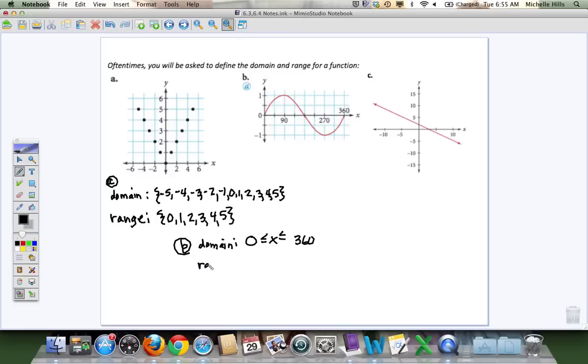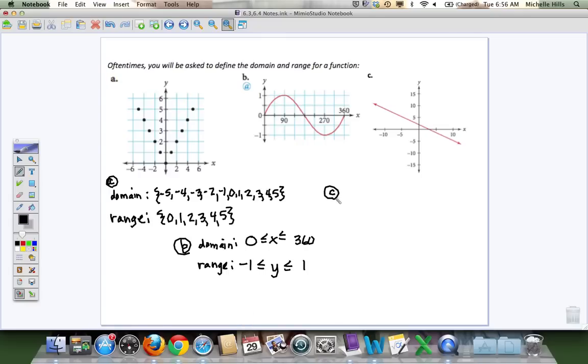My range is all of my y values. Well, again, it's a curve, so all of these points in between are there. It goes from negative 1 for my lowest y up to positive 1 for my highest y. So my y is between negative 1 and positive 1. Negative 1 is less than or equal to all of my y values, and all of my y values are also less than or equal to positive 1.